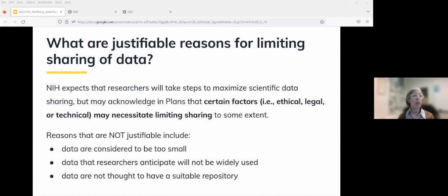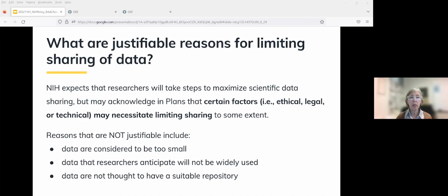Okay, next question. What are justifiable reasons for limiting the sharing of data? In essence, you simply need to explain what limiting factors relate to your project. Now, there are some projects that by definition would not share the data. So under small business innovation research or small business technology transfer programs, awardees may withhold applicable data for up to 20 years after the award date. That's part of the funding agreement, and it's consistent with that program's goals.